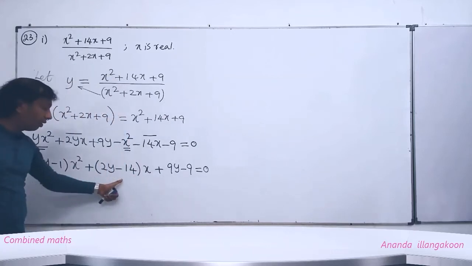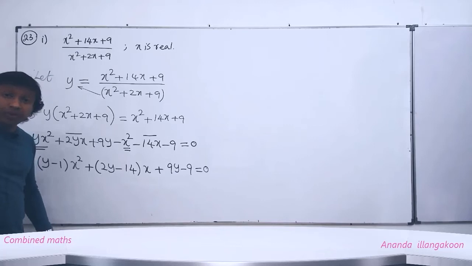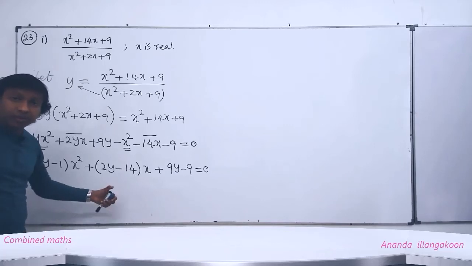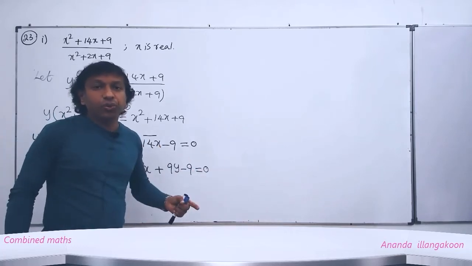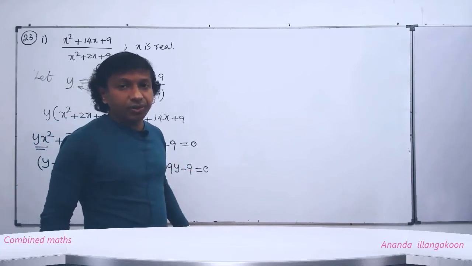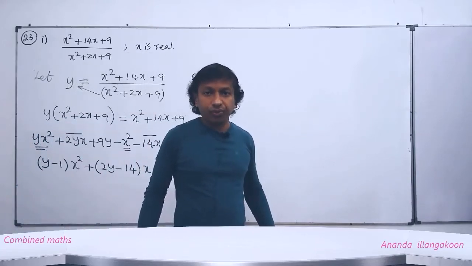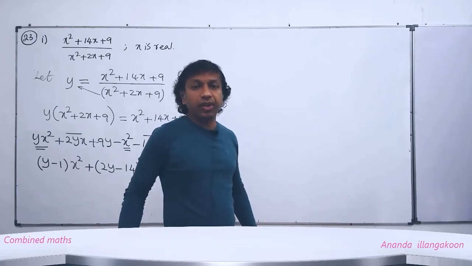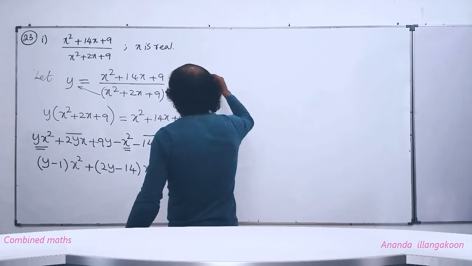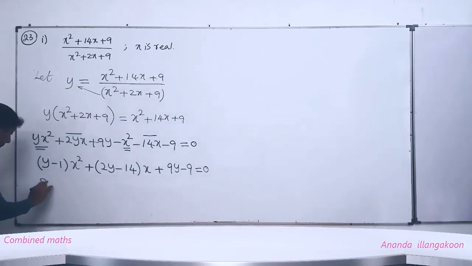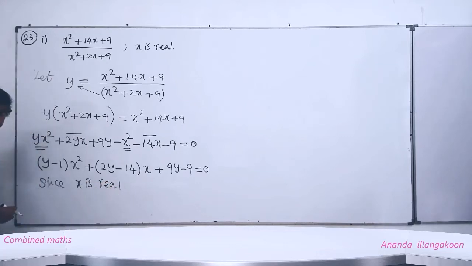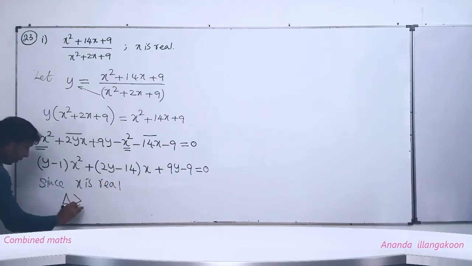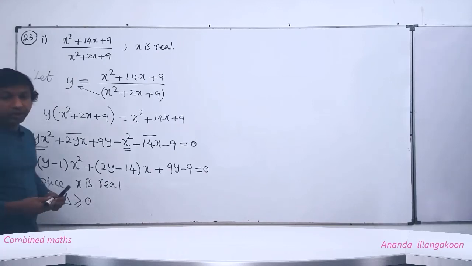We are given x is real. X is real means, people, when you solve this quadratic equation for x, the two roots of x should be real. You know, for roots to be real, the discriminant should be positive or 0. Understand? So then we make this discriminant greater than or equal to 0. Then we can write, since x is real, this is given, delta should be greater than or equal to 0.